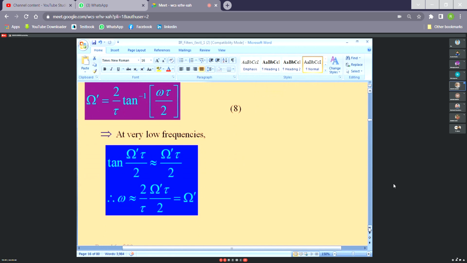So except for very low frequencies, a gross distortion between small omega and capital omega prime takes place. As a result, the frequency response of the analog filter gets considerably distorted when you change over from the analog filter to the equivalent digital filter, except for very low frequencies.